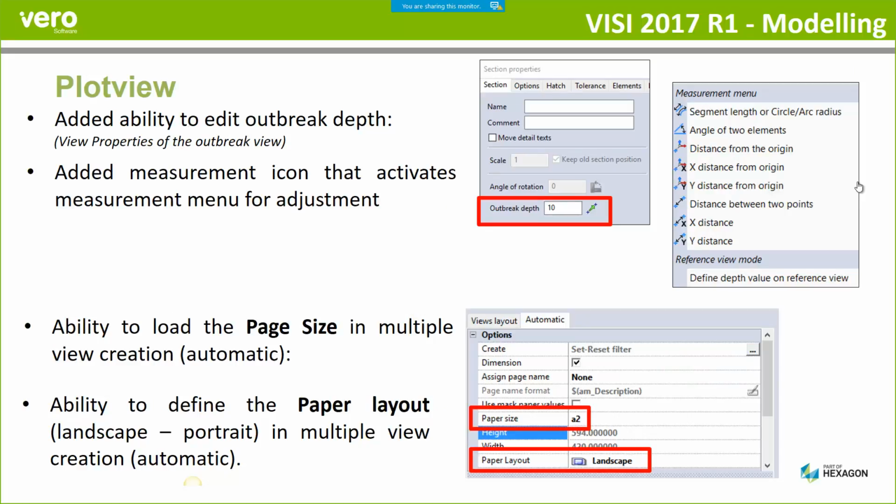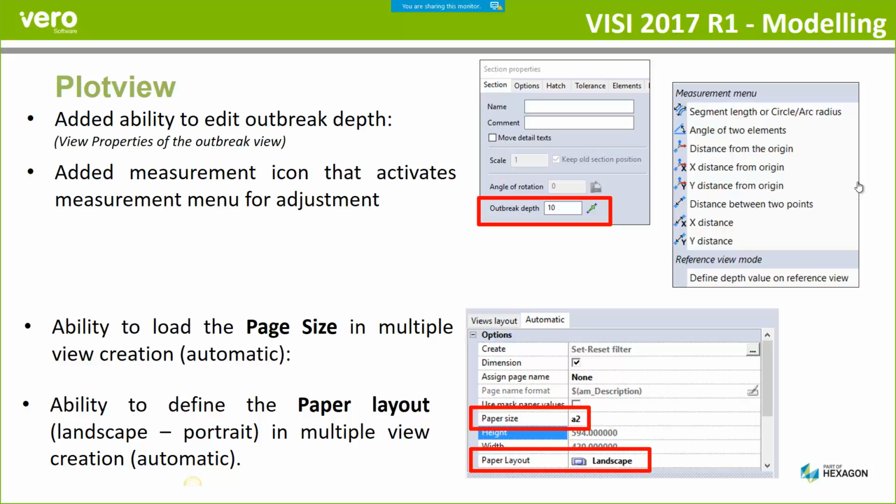So quickly spinning through the plot view, we've added the ability to outbreak. As well as these values for the outbreak view being automatically added, when you come to adjust them, so if you were to change the view properties of an outbreak view, you can adjust them in the same sort of manner, and it gives you this automatic selection when you pick a position from the plot view.